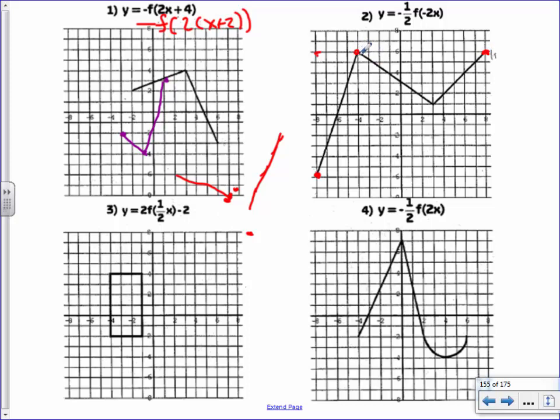This point here, I'm going to flip it down to right here. Where's the line? Here. And then I'm going to flip it over to there. I'm going to circle these just so I know which ones are which.